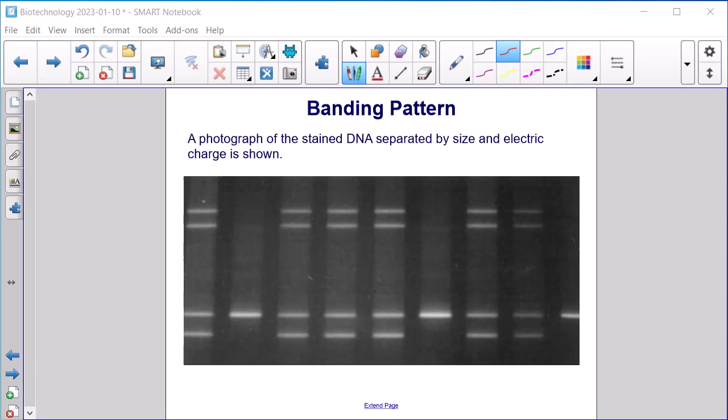A photograph of the stained DNA separated by size and electric charge is shown. You can see that banding pattern again just in this photograph from the gel.